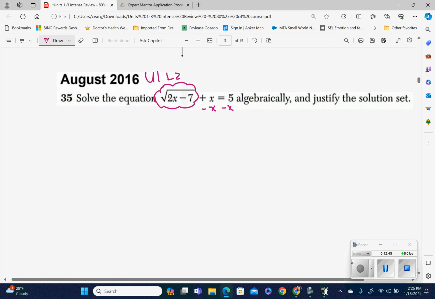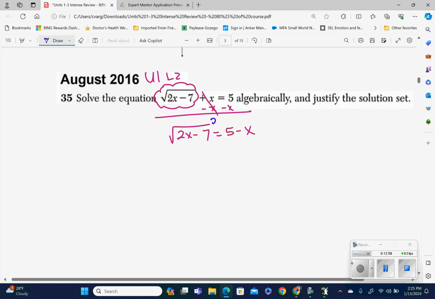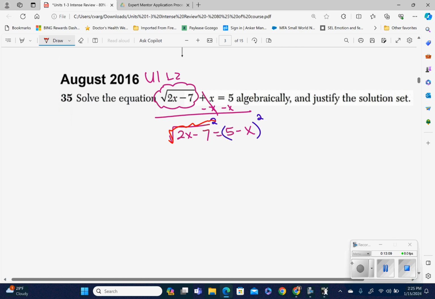Let's move that x over here to the other side. So this cancels out. So I have square root of 2x minus 7 equals 5 minus x. Beautiful. Okay. Now, how do we get rid of our square root? We get rid of the square root by squaring. The opposite of square root is a square. Whatever I do to the left, I do to the right. So these two babies right here are going to cancel each other out.